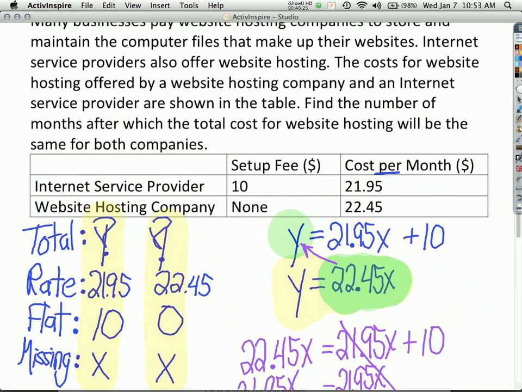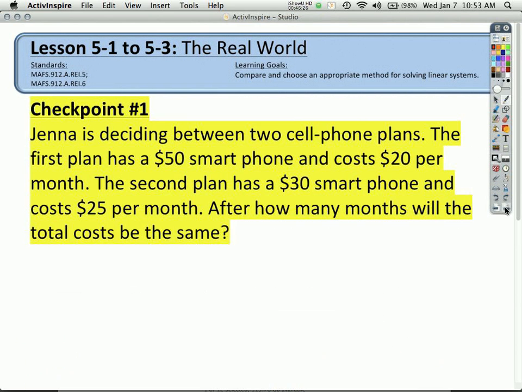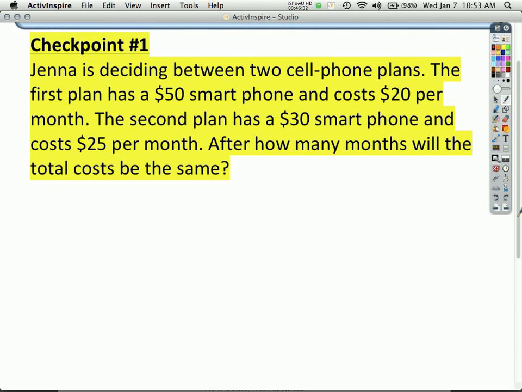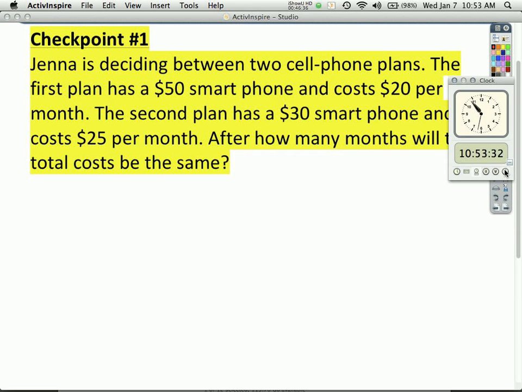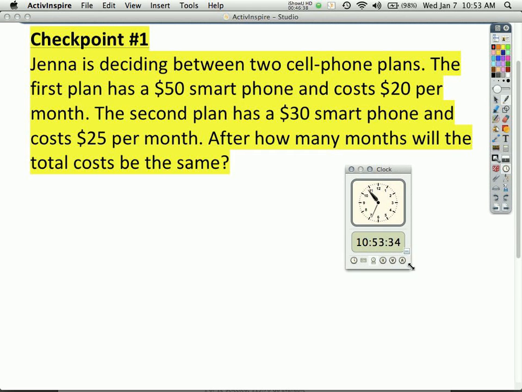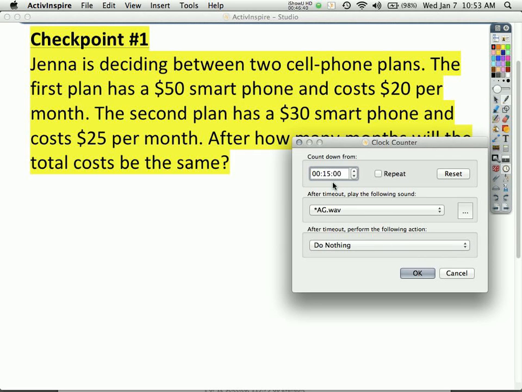All right, so now comes the you do part. Checkpoint number 1. You do not have to copy the question. I need the answer. I'll put 4 minutes on the clock.